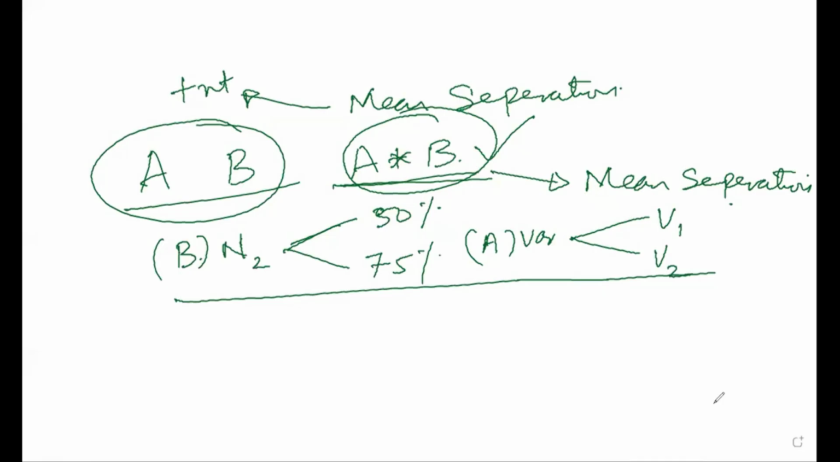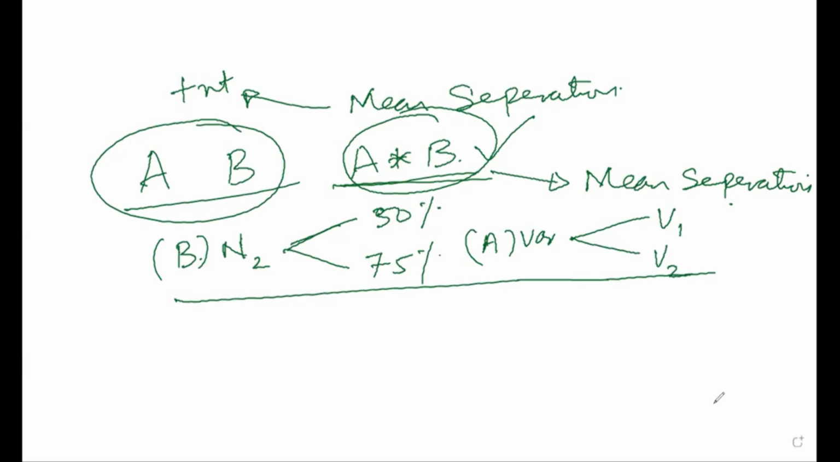Yes, sir. In the interaction, 50% V1, 50% V2, and similarly 75% V1, 75% V2. But V2 is not 50%; the nitrogen is 50%. Right. Okay, factor B. Nitrogen 50%, 75% nitrogen, two levels. No. Not in interaction. What we say is different. Not the combination.